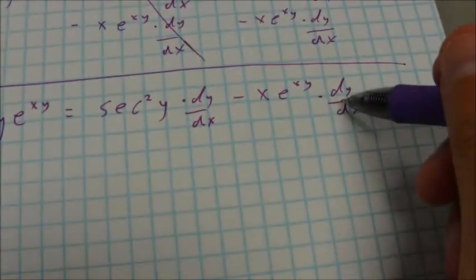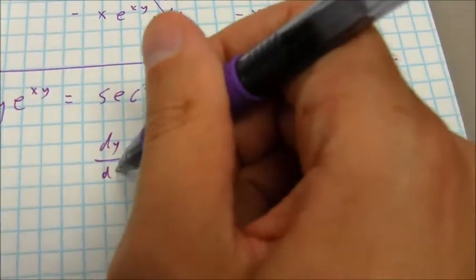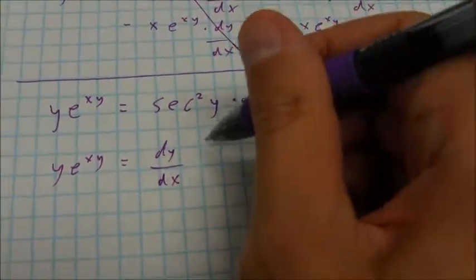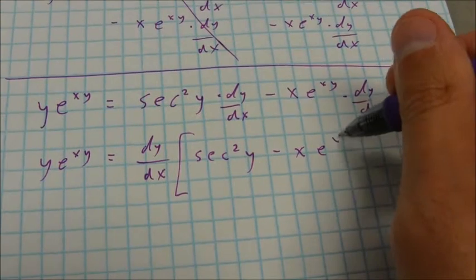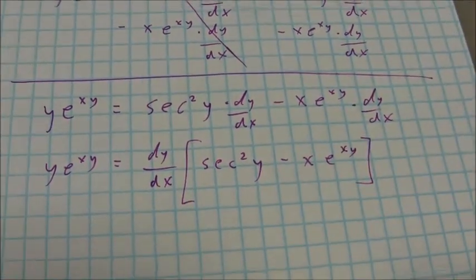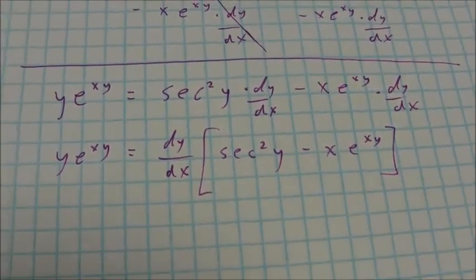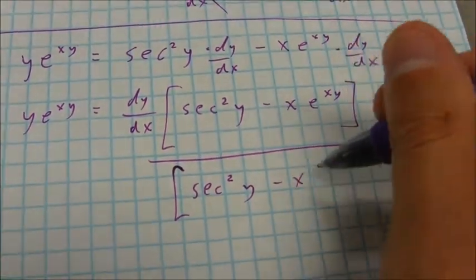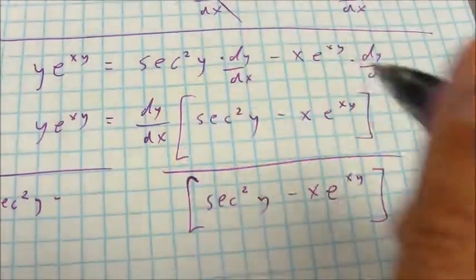Big thing here, notice I can factor out a dy dx from both of these values. That is huge. That's going to factor out in front. Of course, over on the left side, it's just going to stay the same as it already was. And I've got a secant squared y minus x e to the xy left over here. Again, I want to isolate that dy dx. It's being multiplied by this entire quantity here. I have to divide by that quantity, and of course balance my equation by dividing by that on the other side.